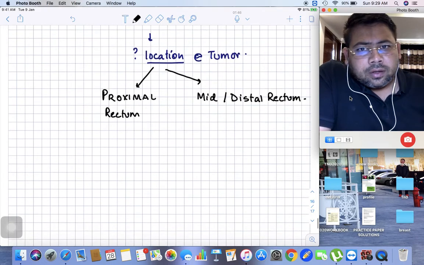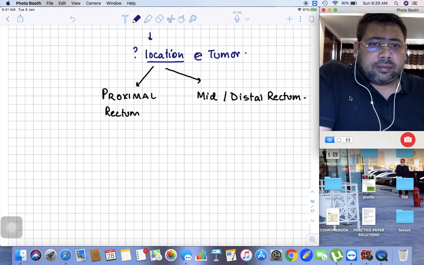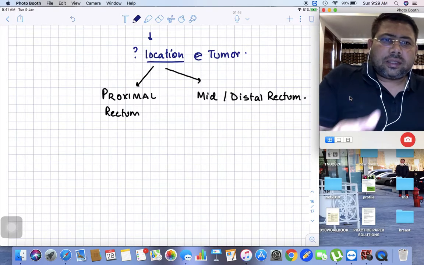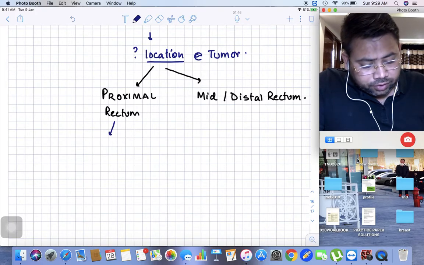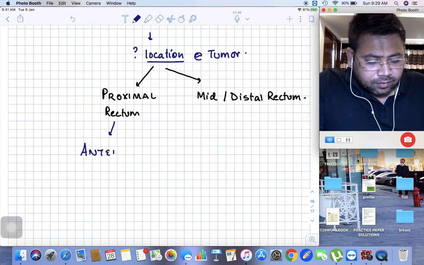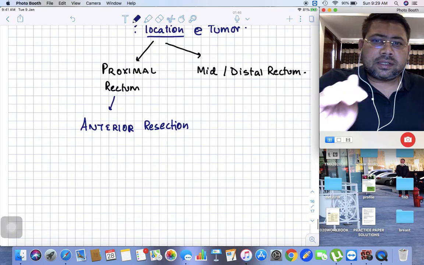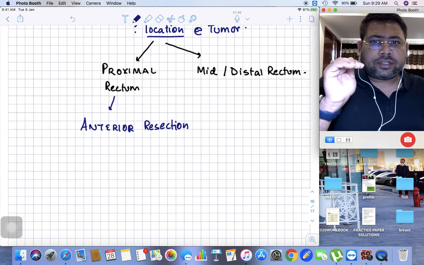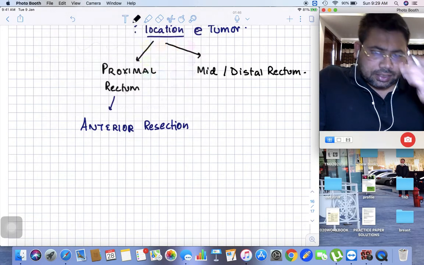So if it is located in the proximal rectum versus the mid and distal rectum, the surgical protocol changes. If it is located in the proximal rectum, then students, we don't need to go for LAR, we go only for anterior resection. I'll explain the concept of anterior resection also. Anterior resection is a resection of the rectum above the rectosacral fascia, or Waldeyer's fascia, whatever you say.